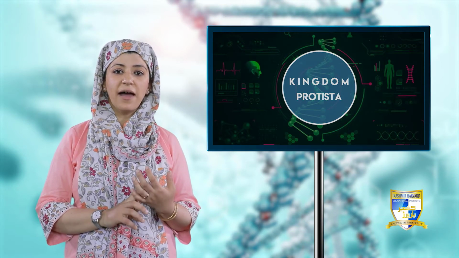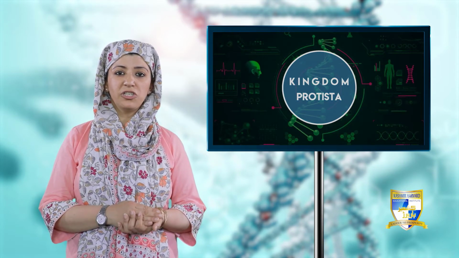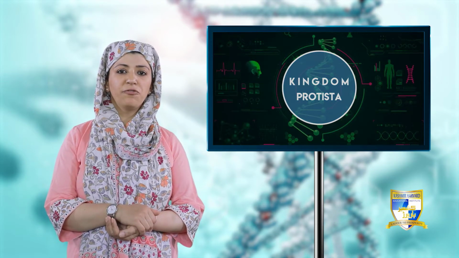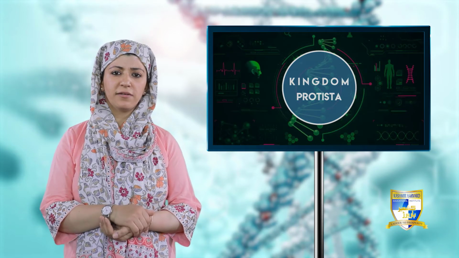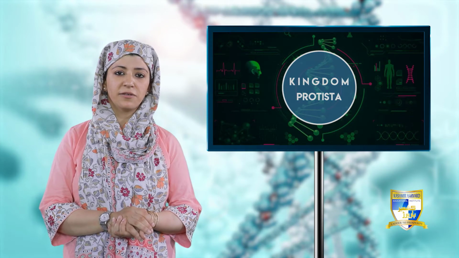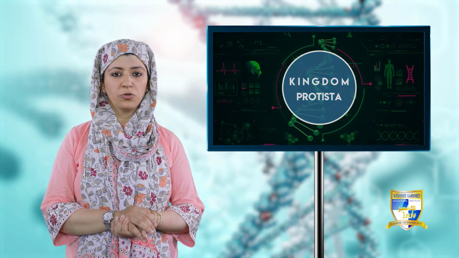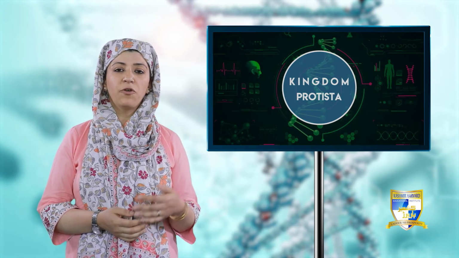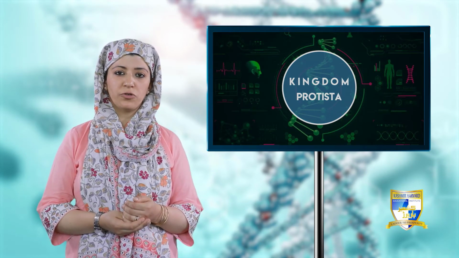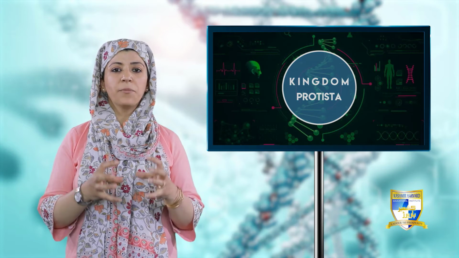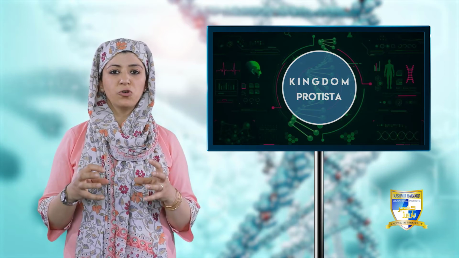Now let's start with another characteristic feature of protists, and that is nutrition. Which type of nutrition do they use? What is the mode of nutrition in protists? Protists show both autotrophic as well as heterotrophic modes of nutrition. When we are talking about the autotrophic mode of nutrition, they are usually photoautotrophs. So we can say some protists are photoautotrophs.